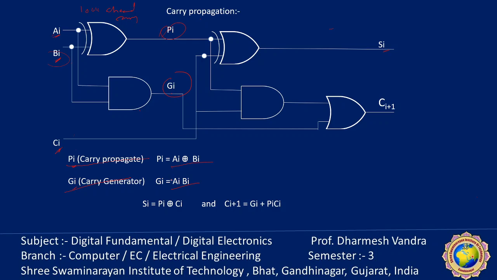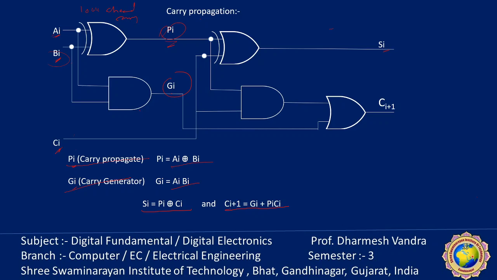The output sum and carry can also be expressed in terms of PI and CI. SI is PI XOR with the previous carry CI, while CI plus 1 is GI plus PI into CI. So GI is called carry generate, and it produces the output carry when both AI and BI are 1, regardless of the input carry. While PI is called carry propagate because it is associated with the propagation of carry from CI to CI plus 1.